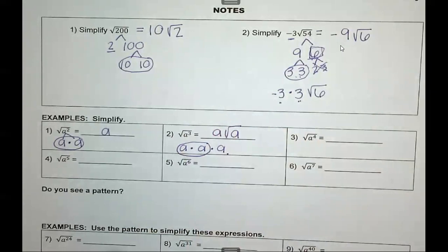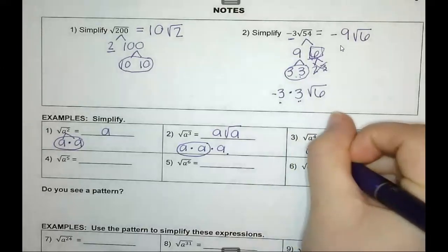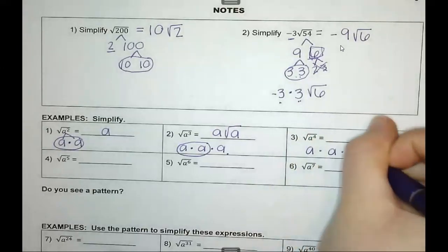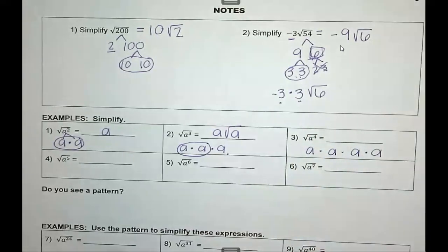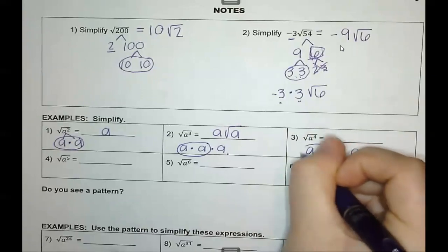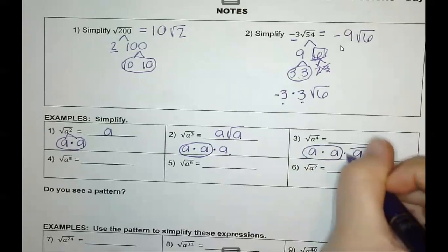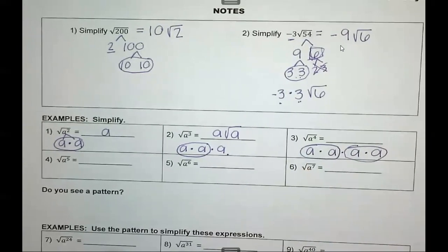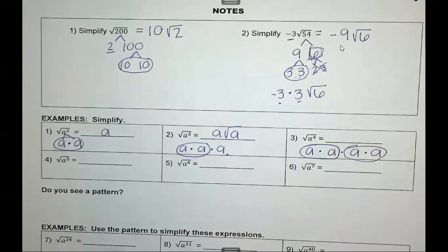All right. On number 3, underneath our square root, we have a to the 4th, which just means a times itself 4 times. A times a times a times a. And again, remember, we're looking for pairs, so groups of 2. I have 1 pair here and another pair here. So that means I get to pull them both out from underneath. So I get to pull out 1 a and another a.